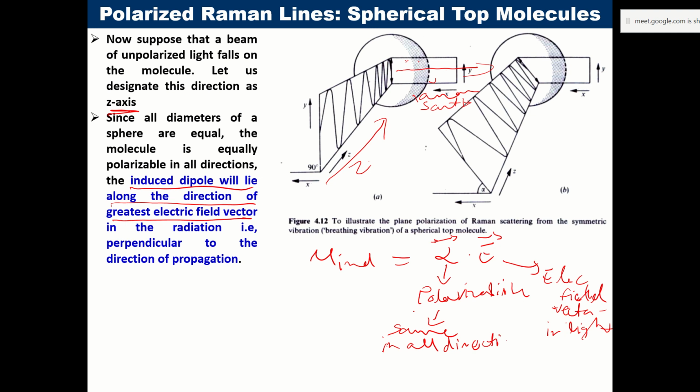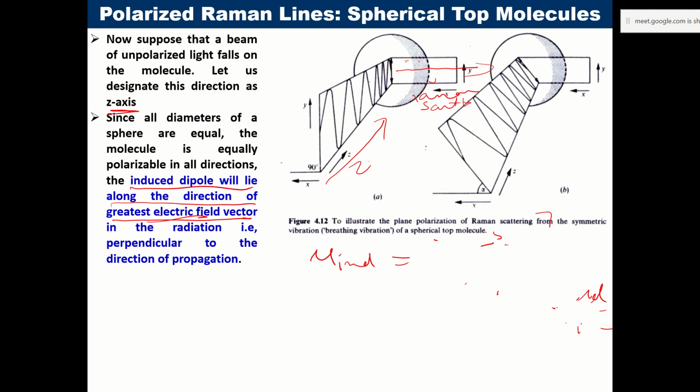So the determining factor for the emitted signal will be this: the induced dipole takes up the direction of the electric field vector in this particular case, which we just discussed. Because the polarizability is the same in all directions, the greatest electric field vector is in the direction perpendicular to the direction of propagation, so that direction is retained.